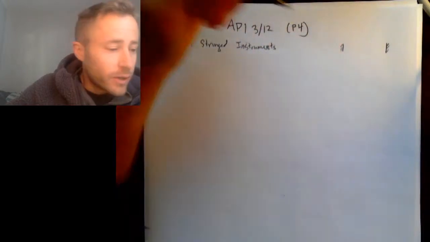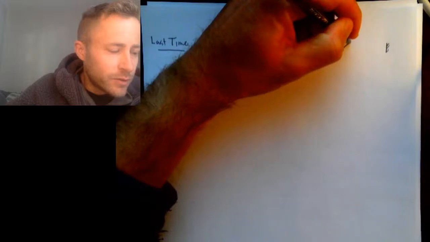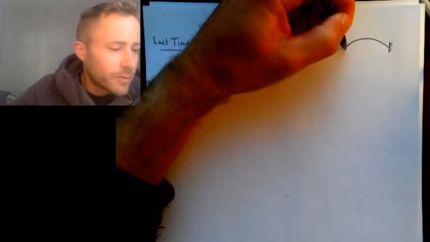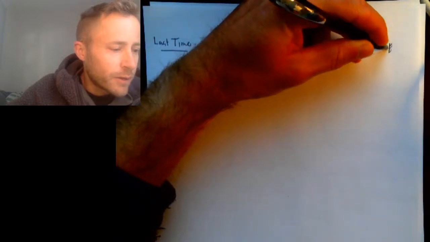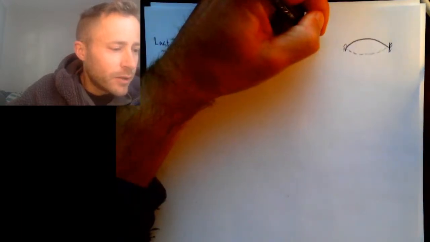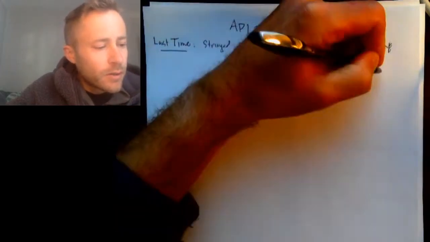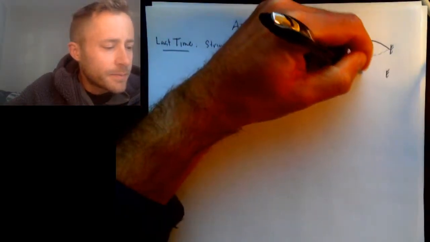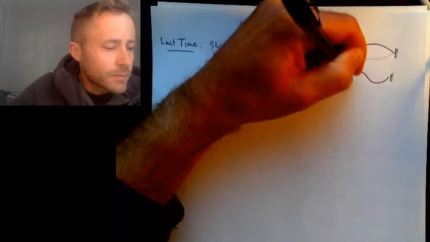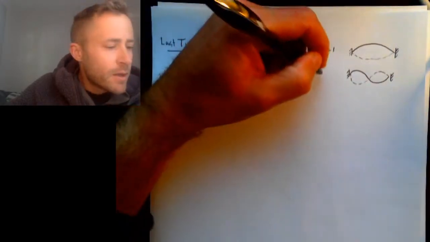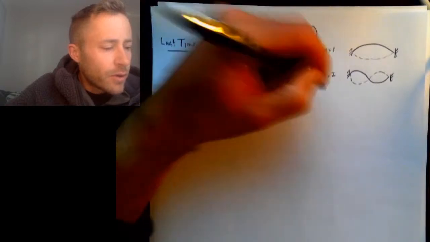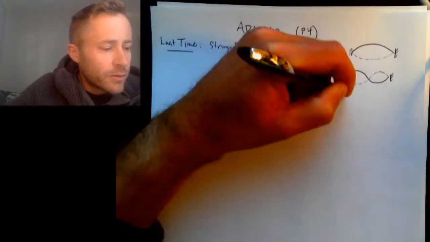when you pluck the string, there are a number of different standing waves. So here's one of the standing waves. That's called the first harmonic. So this is n equals 1. The second harmonic looks like this. And the third harmonic looks like this.